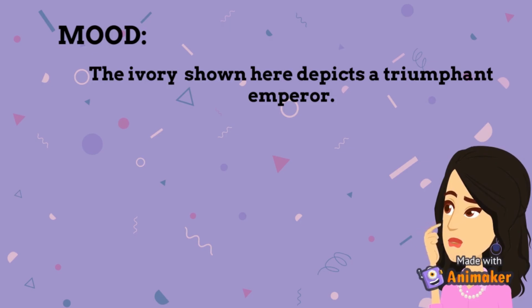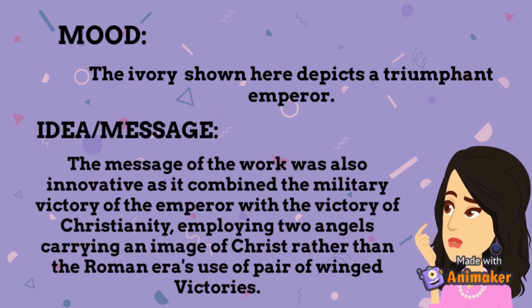The Barberini ivory must already have been in Provence by the 7th century. On the back is a list of barbarian kings and officials of the region. For the idea or message, the message of the work was also innovative as it combined the military victory of the emperor with the victory of Christianity, employing two angels carrying an image of Christ rather than the Roman era's use of a pair of winged victories.